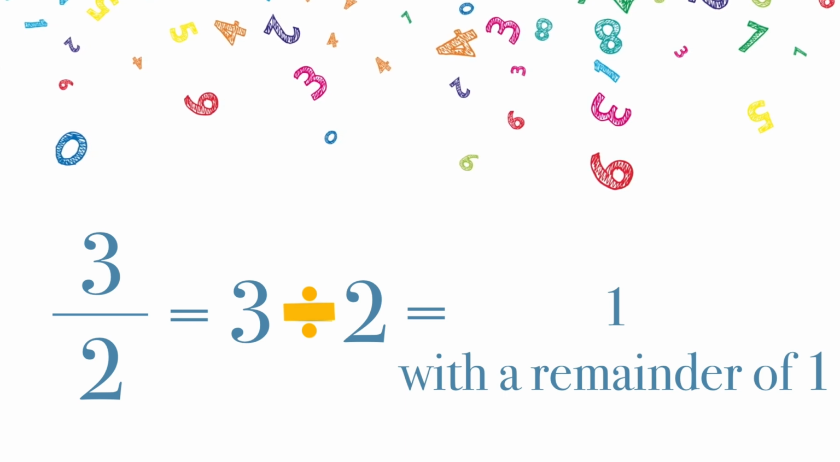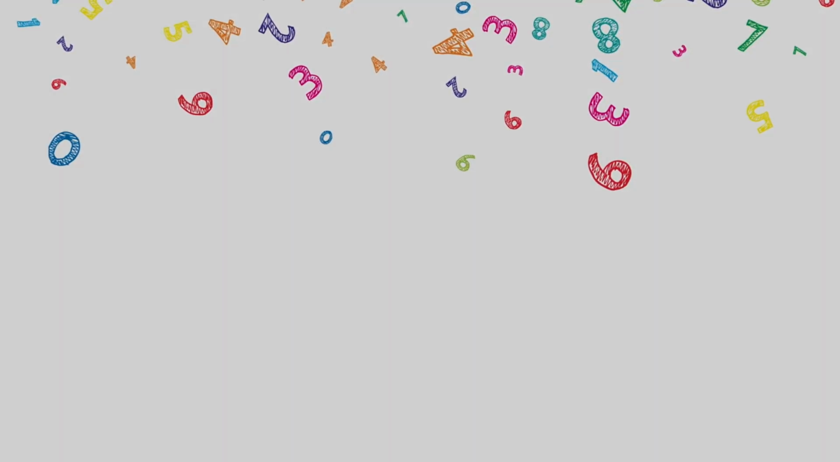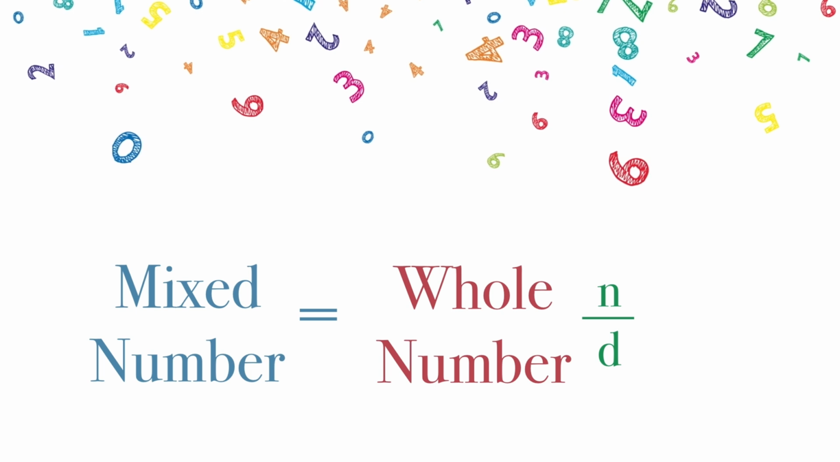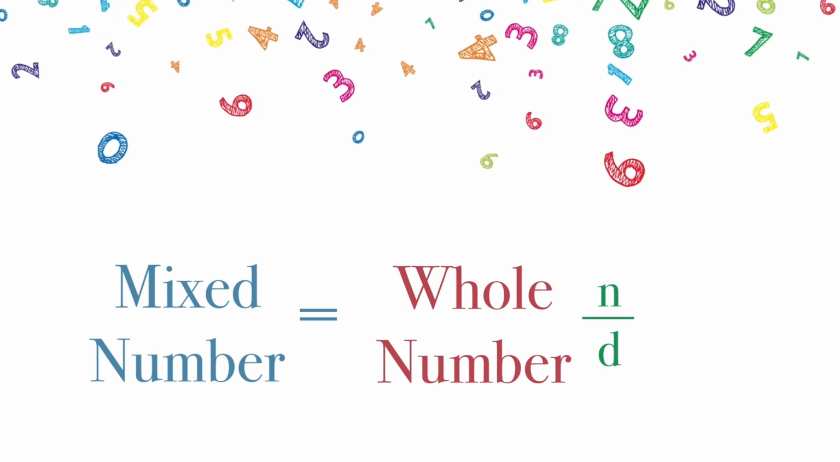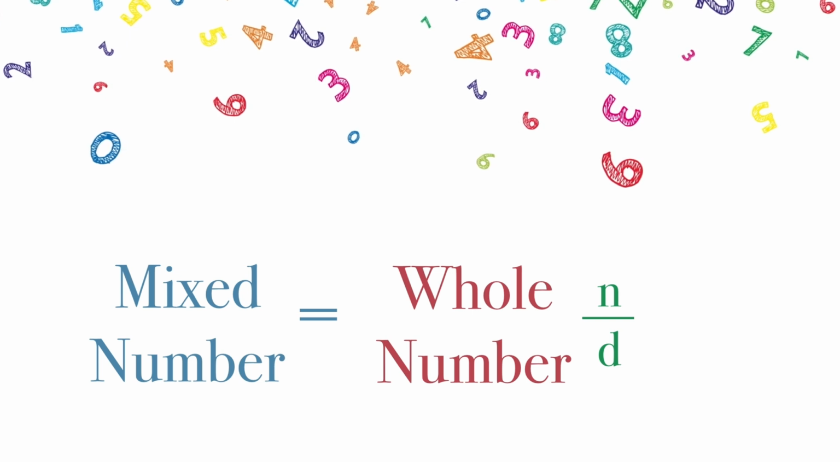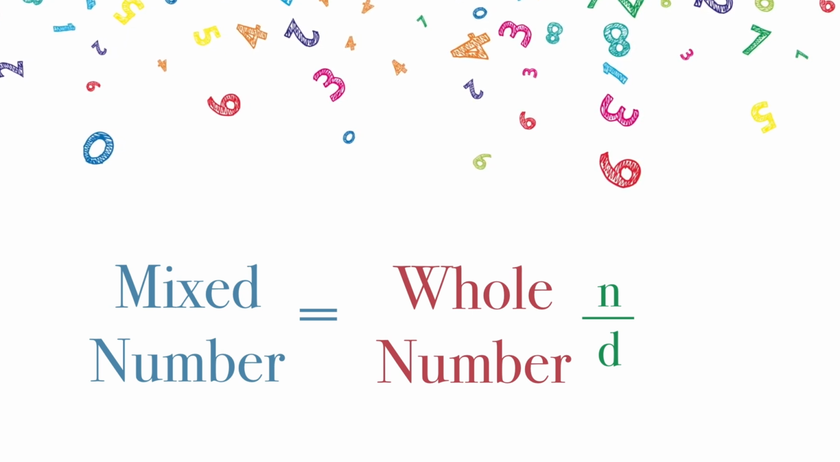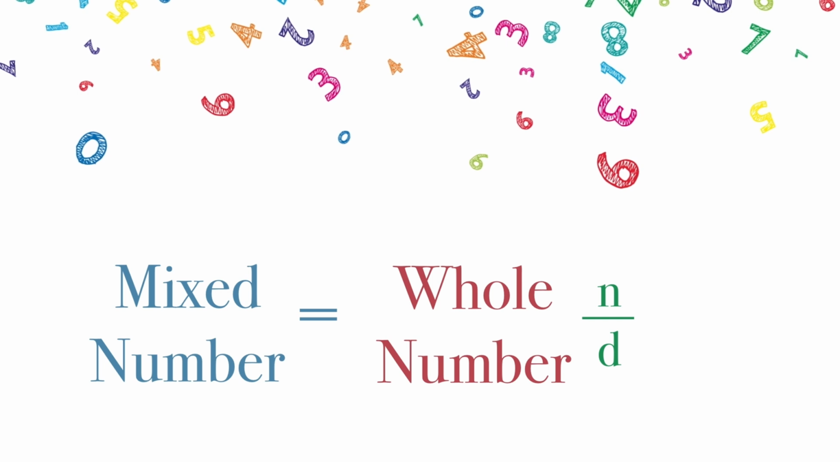More specifically, we need to turn this into a mixed number. A mixed number is a whole number attached to a proper fraction. In other words, a mixed number is somewhere between 2 whole numbers. In this case, our mixed number will be a value between the numbers 2 and 3.